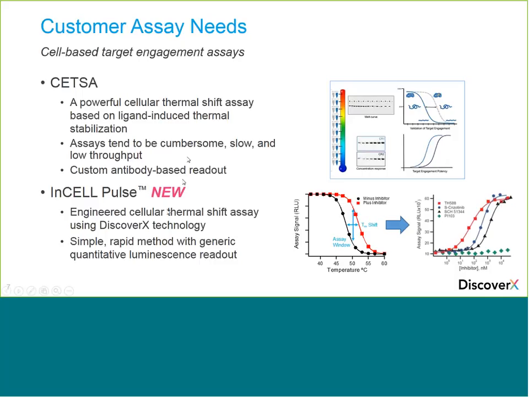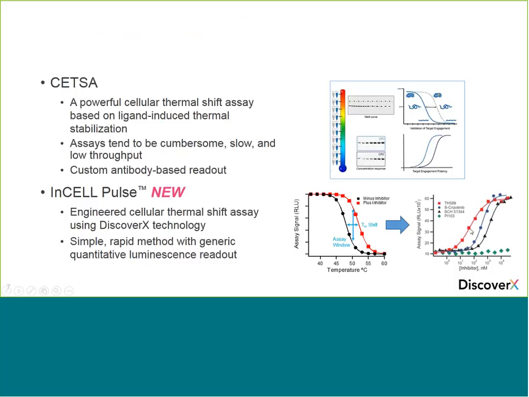So we were thinking that we could apply some proprietary DiscoverX technology to this thermal shift assay concept and address some of these bottlenecks. So InCELL Pulse is our solution. This is a new product for DiscoverX, where we've come up with and designed an engineered cellular thermal shift assay that uses core DiscoverX technology. And because of the way the assays are run and read out, it's a very simple and rapid method. It's a generic quantitative method that uses a standard luminescence readout. And these are some model data, or real data, that we've generated. So you get the TM shift data using a nice homogeneous quantitative readout, and then this can be transferred to isothermal experiments where we measure inhibitor target engagement potencies in the cellular environment.